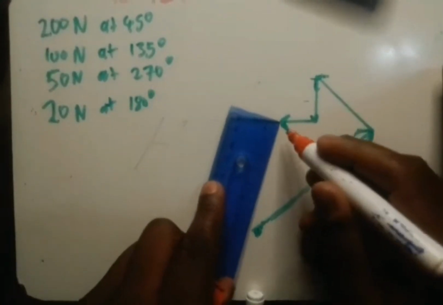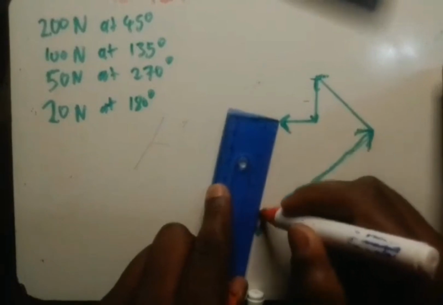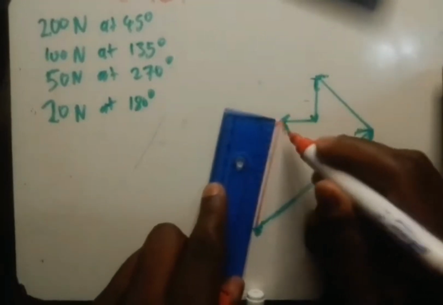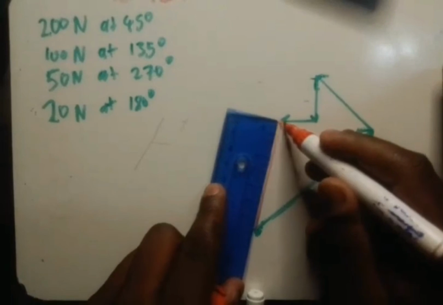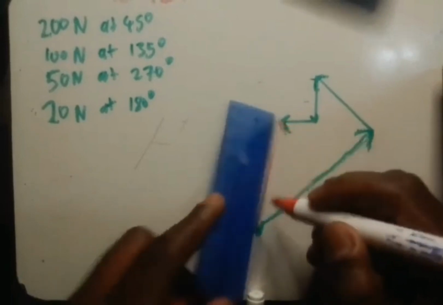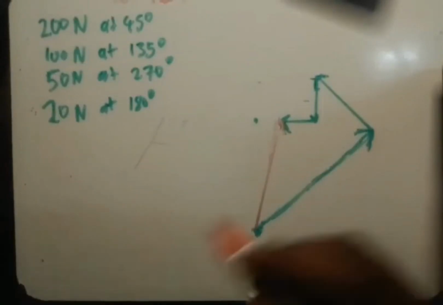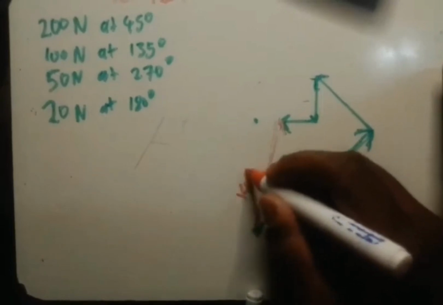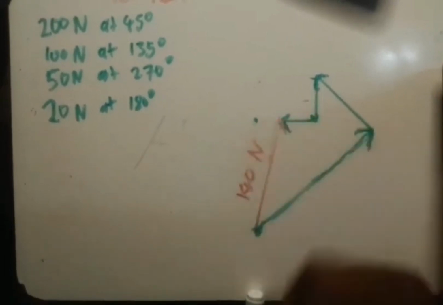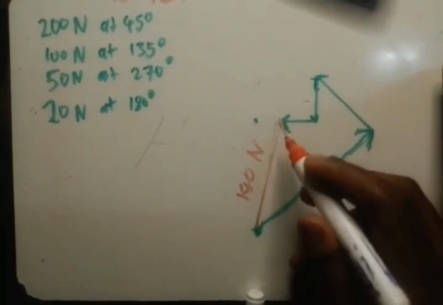So that's gonna be right here. And if we measure it, it's gonna be how many centimeters? That's gonna be 7 centimeters, right? Now we have to convert it to the forces. So 7 centimeters is gonna be 140. We have 140 newtons. So there we have it, 140 newtons.